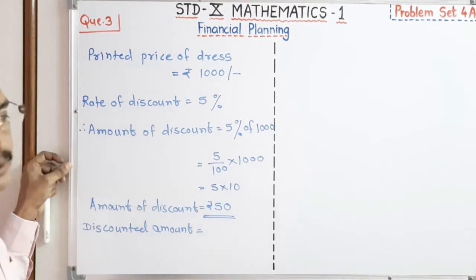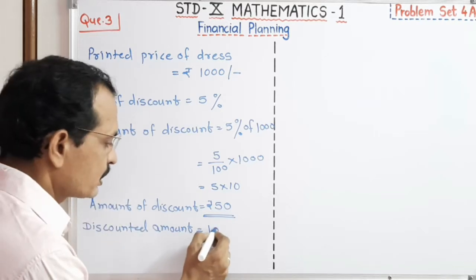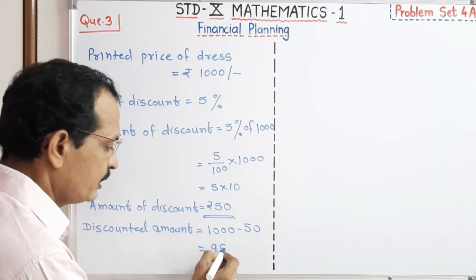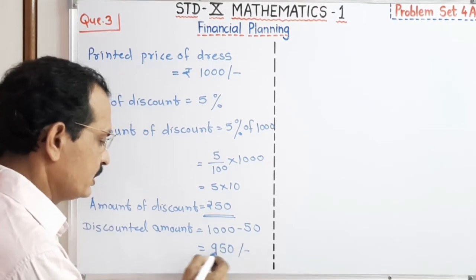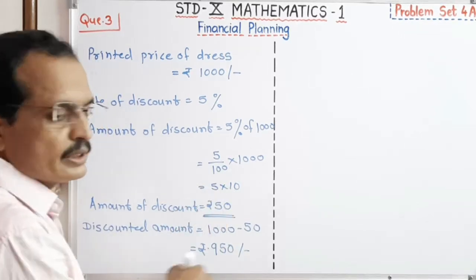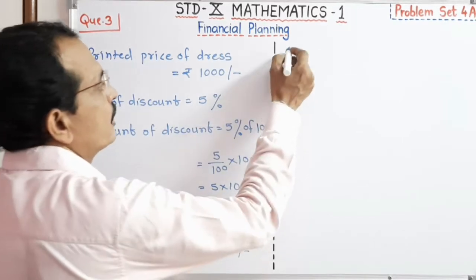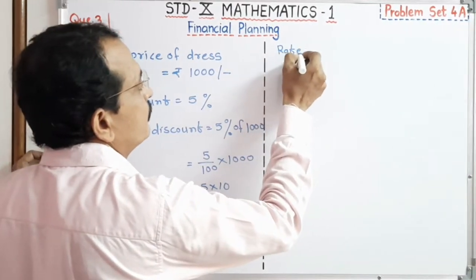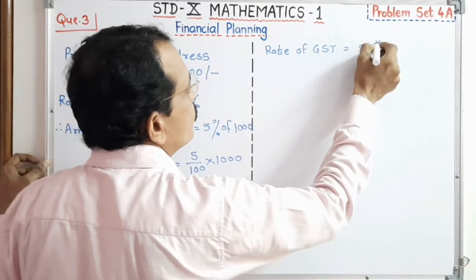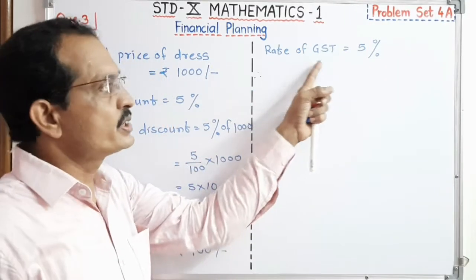Now for the taxable amount. Taxable amount or discounted amount is 1,000 minus 50, then it is 950. This is the discounted amount. On this discounted amount, the rate of GST is also 5%. Therefore, rate of GST is equal to 5%.